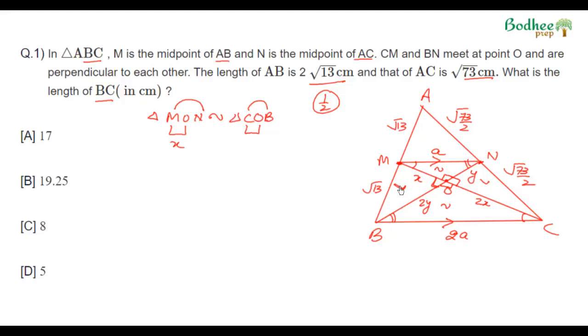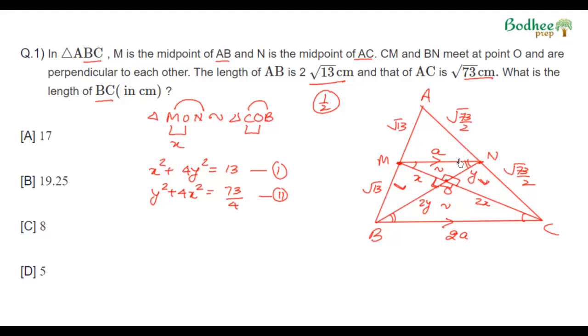So, applying in this triangle, that is in triangle BOM, we can say that x square plus 2y whole square, that is 4y square, will be equal to the square of root 13, which is nothing but 13. Say this is equation number 1. Similarly, in this triangle, applying the same, it will be y square plus 4x square will be equal to the square of this, which is nothing but 73 divided by 4. This is my equation number 2.